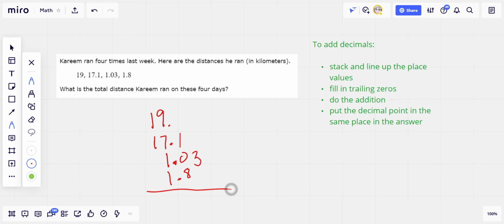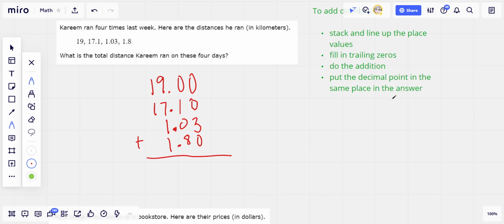Now, this all looks a little strange because you have some decimals that are longer and even one without a decimal part. What we can do though is fill it all out with these trailing zeros. 19.00 is the same as 19, so this doesn't really change anything. Just makes it easier to add, makes it look nicer. So fill in all those spaces with the trailing zeros. Now we're ready to add. So let's go ahead and do that.